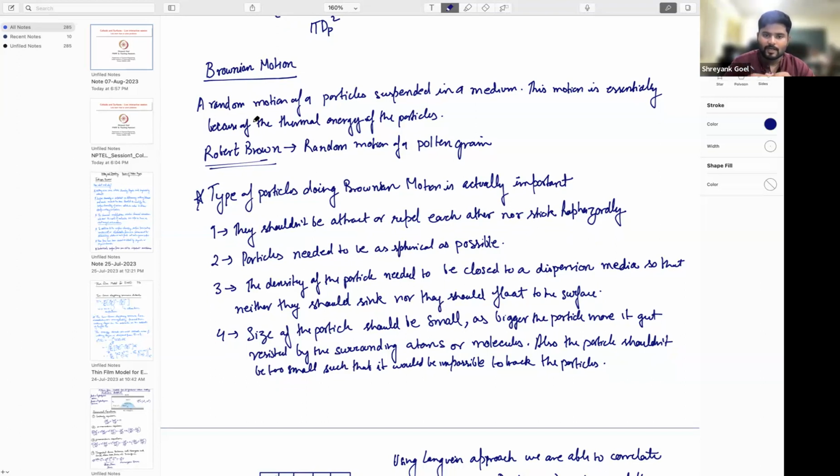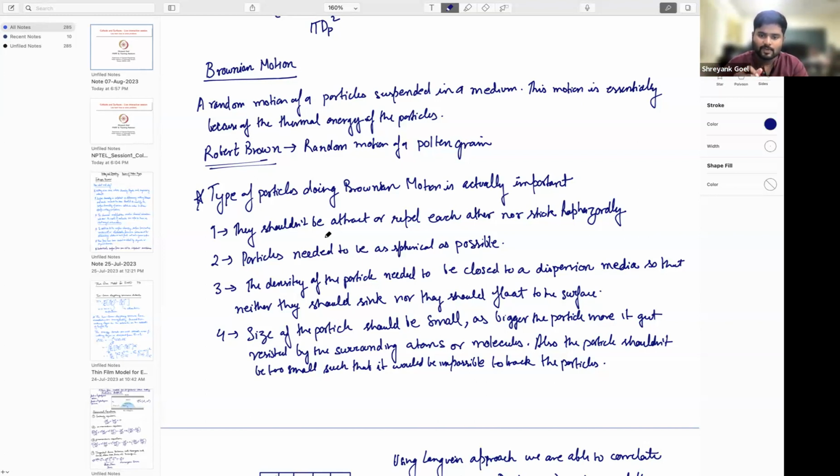And the type of particle matters. So why was Robert Brown able to see this? Because he found the correct particle. He used the pollen grain, which was the correct particle to capture the Brownian motion. What are the constraints on this particle? They shouldn't attract or repel each other, nor should they stick haphazardly to the walls or any of this media.